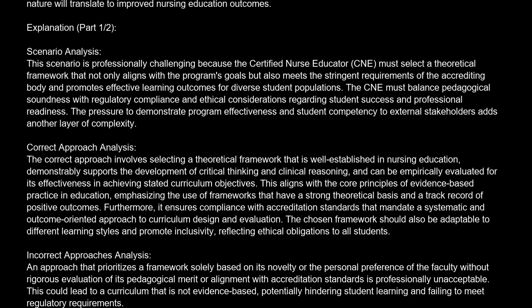Incorrect approaches analysis. An approach that prioritizes a framework solely based on its novelty or the personal preference of the faculty, without rigorous evaluation of its pedagogical merit or alignment with accreditation standards, is professionally unacceptable. This could lead to a curriculum that is not evidence-based, potentially hindering student learning and failing to meet regulatory requirements. Another incorrect approach would be to adopt a framework that is overly prescriptive and rigid, leaving little room for faculty innovation or adaptation to evolving healthcare needs and student feedback.